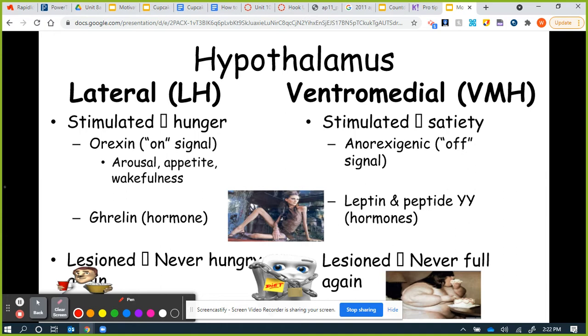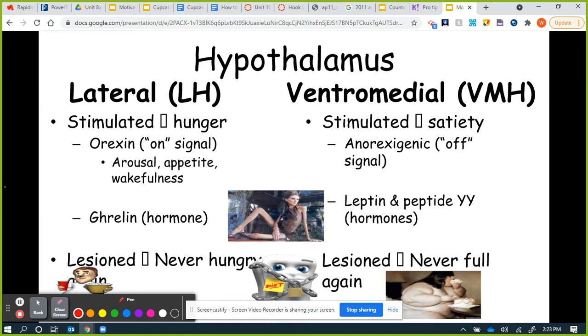The ventromedial hypothalamus is the part of the hypothalamus that tells the body that it is full. When this is stimulated, you're going to get satiety, meaning feeling full. It releases a neurotransmitter called anorexin, or it's anorexigenic. That is where the word anorexia comes from.